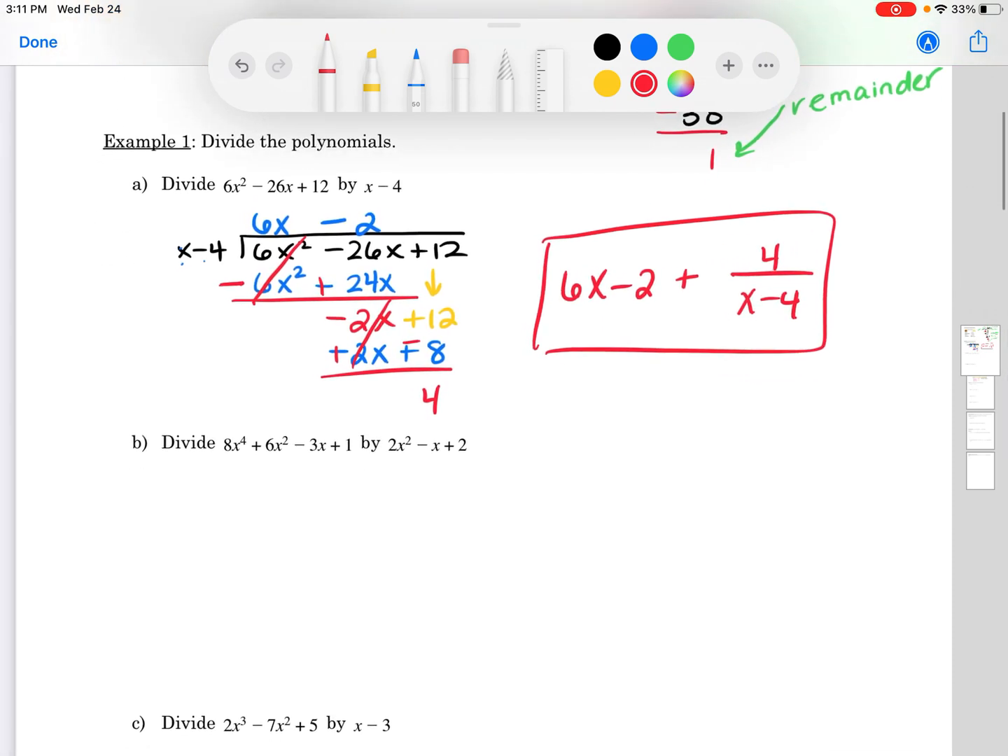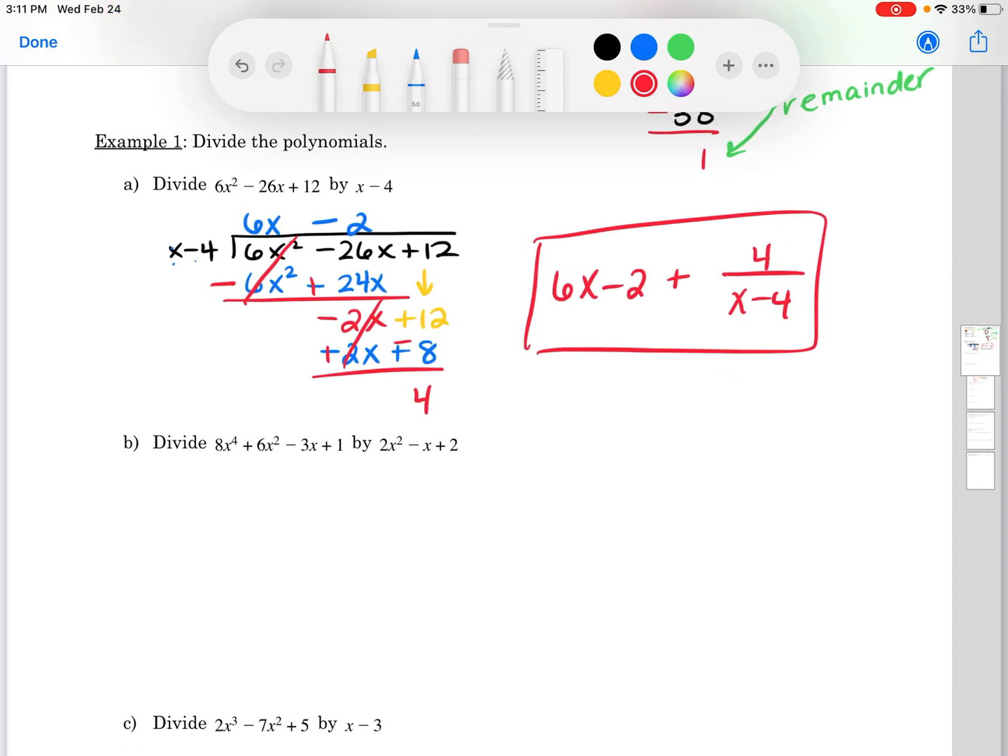Okay. All right, so for the next part, we're going to do the same sort of thing. It's just a little bit messier here. On the inside, we have 8x to the 4th. Now, notice we skipped the x to the 3rd term. We don't want to skip anything, so we're going to put a 0 as a placeholder. That way we have everything nice and lined up when we go to divide.